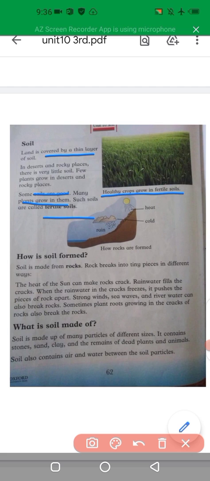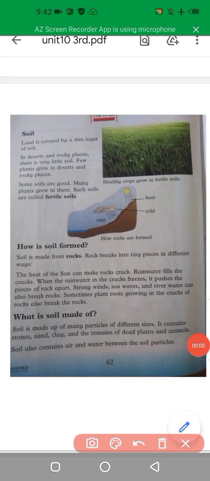In this picture, you people can see here we have different crops, healthy crops that are grown in a fertile soil. When the sun shines on the top layer of the land, that is soil, it becomes hot. Then rain falls on it, it becomes hard. So we can say that rocks are formed through this procedure.